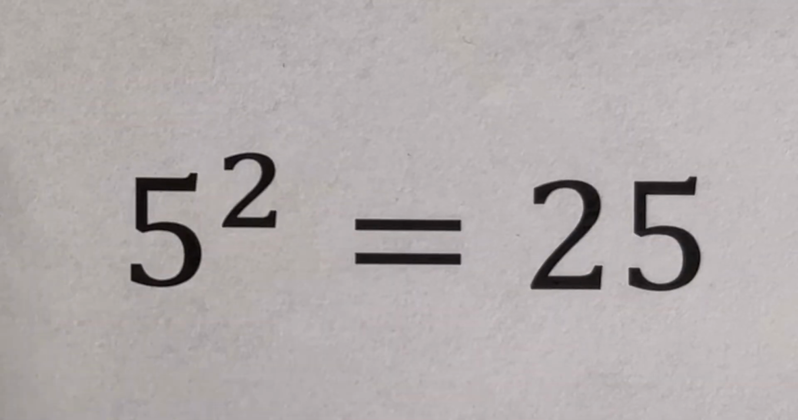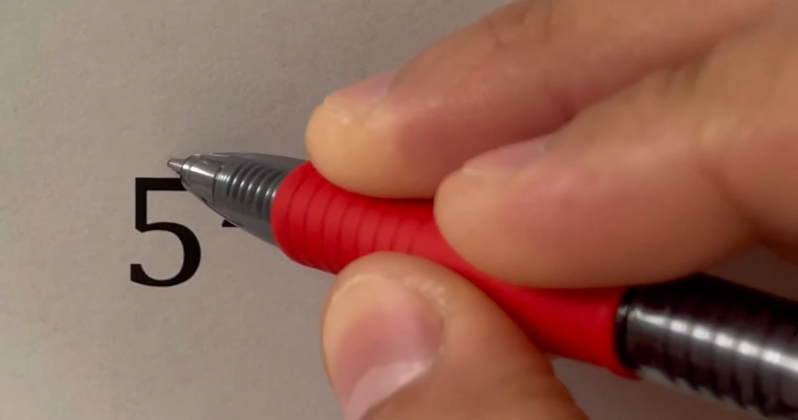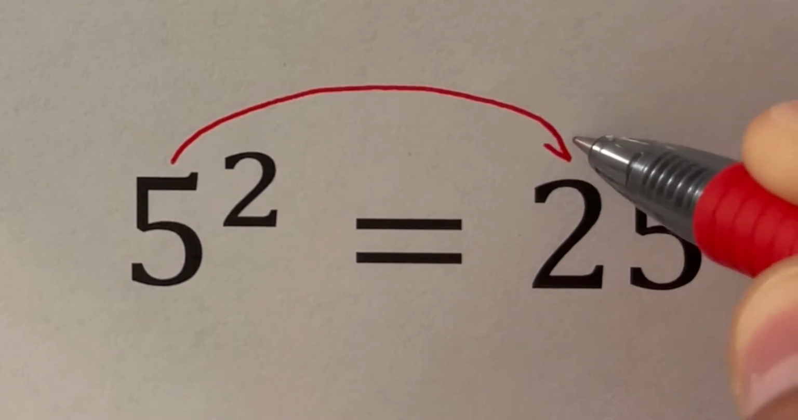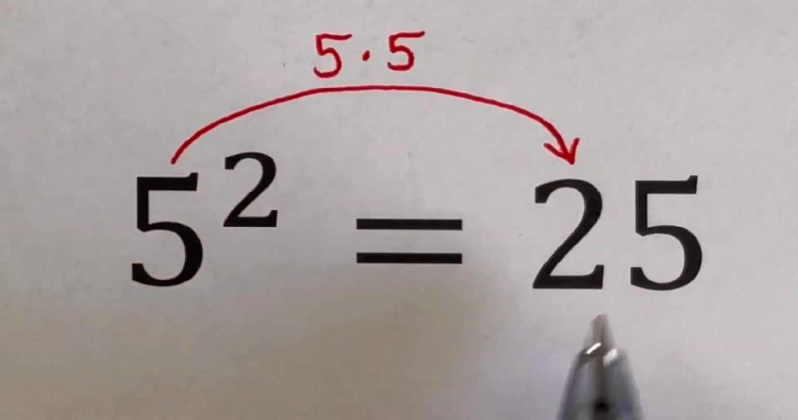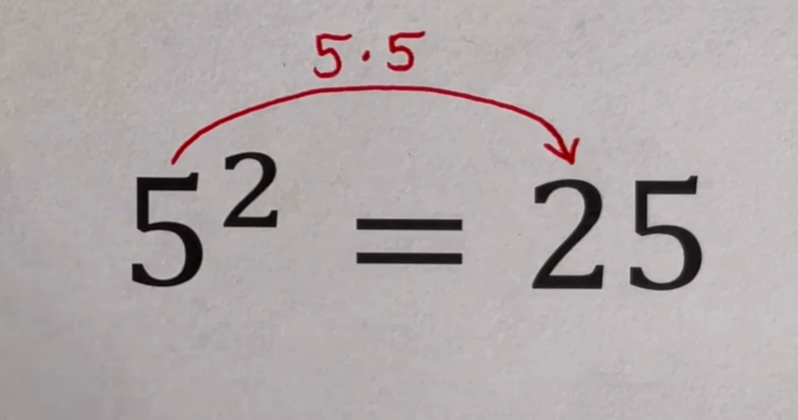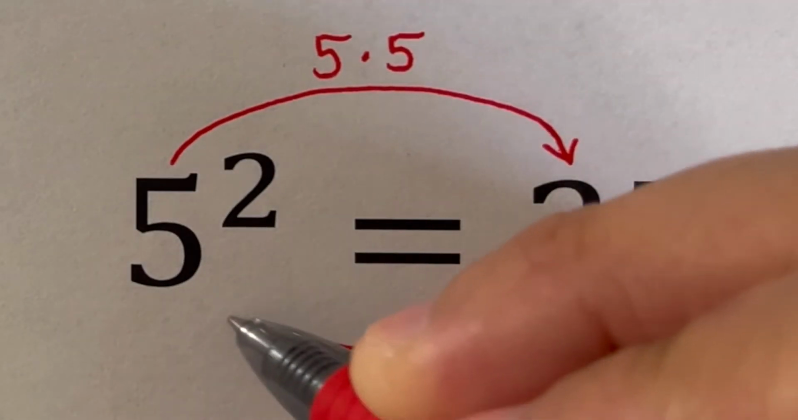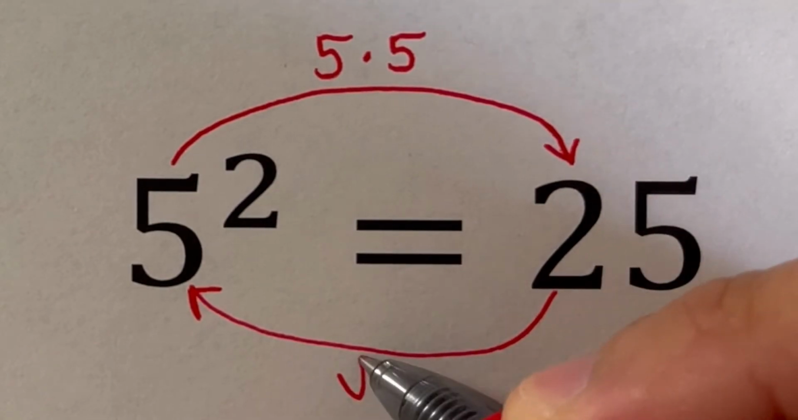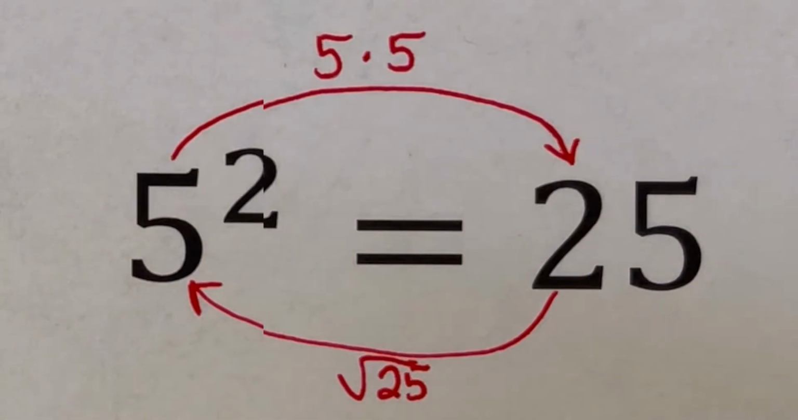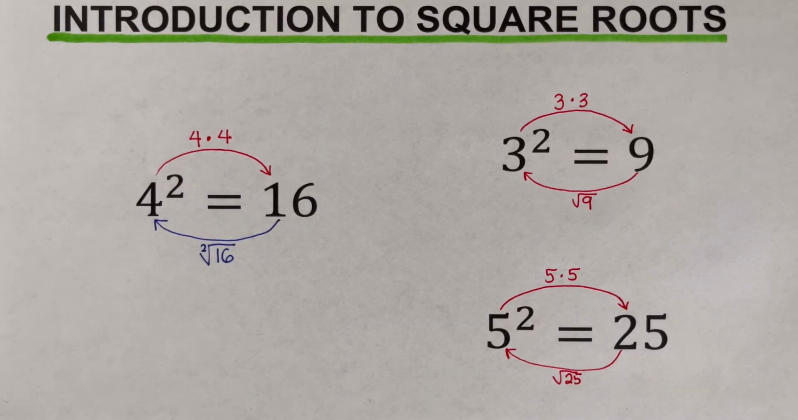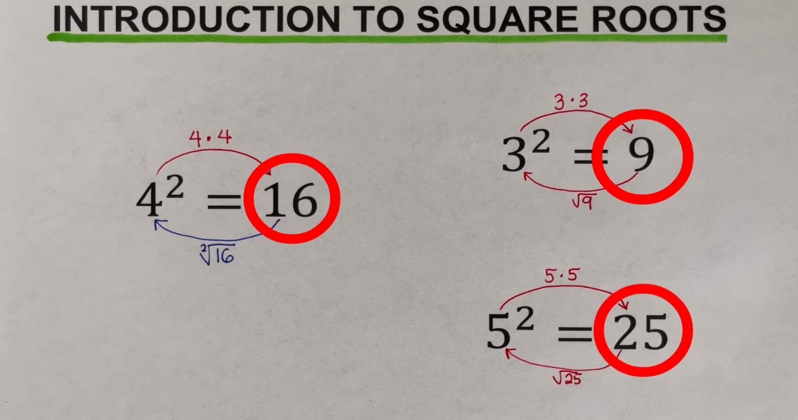This also works here. If we have the base of 5, we remember again, if we say 5 squared, that is 5 times 5, and that's how we got the 25. If we want the 5 back, we are going to get the square root of 25, and that's how we get the 5 back. Please remember that these numbers that we have here, 16, 9, 25, are called perfect squares.